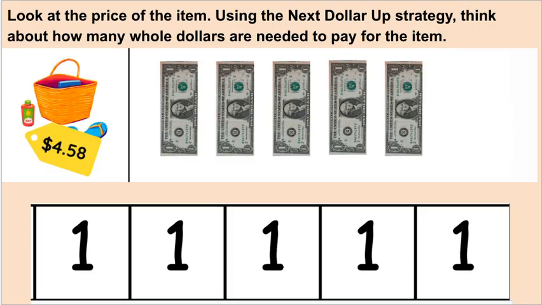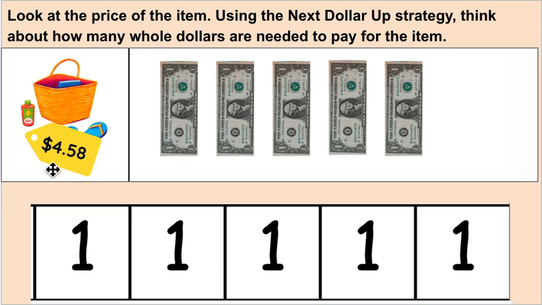So look at the price of the item using the next dollar up strategy. Think about how many whole dollars are needed to pay for the item. So we're going to try this one together. The item cost $4.58. So first, I look at the dollar amount. I see $4.